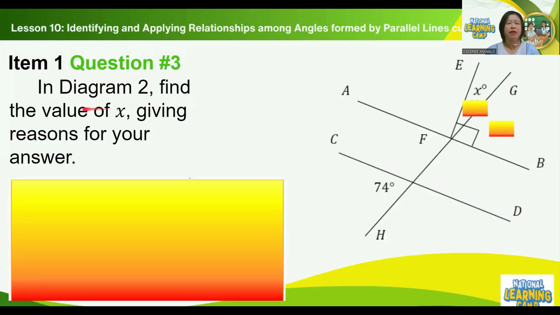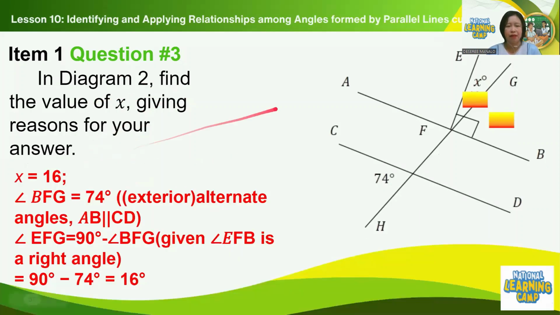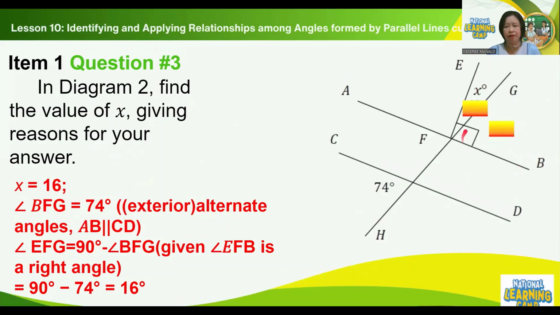Item 1, question number 3. In diagram 2, find the value of x, giving reasons for your answer. So x equals 16. How? Angle BFG equals 74 degrees. Alternate exterior angles are congruent or equal. So that's why BFG is equal to 74 degrees.